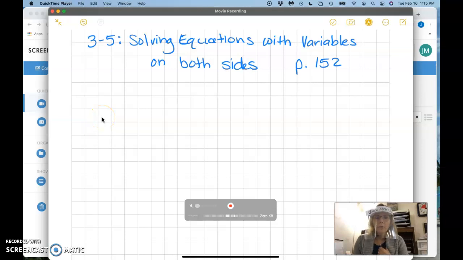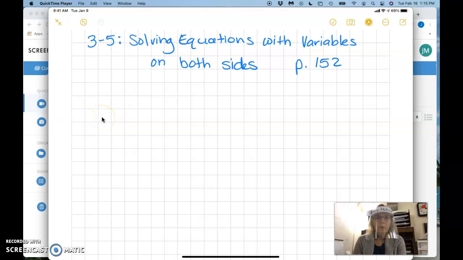Talking about what do you do when there's a variable on both sides of your equal sign. When it says solving equations with variables on both sides, it means both sides of your equal sign. So I'm going to show you some examples, and we're just going to walk through how to do them together.